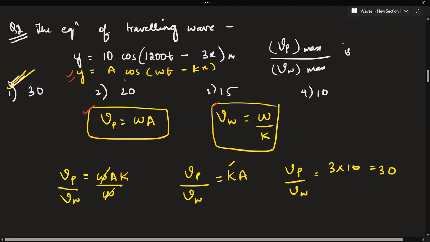One more thing. What is the value of K if you look at this equation? That is omega T, remember. K is 3, the term Kx. So this will be 3, so this will be KA. So this will be 3 into 10, that will give you 30. Easy? Okay, just note it down. This also.